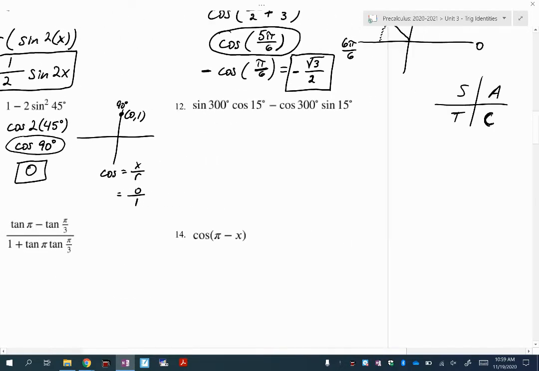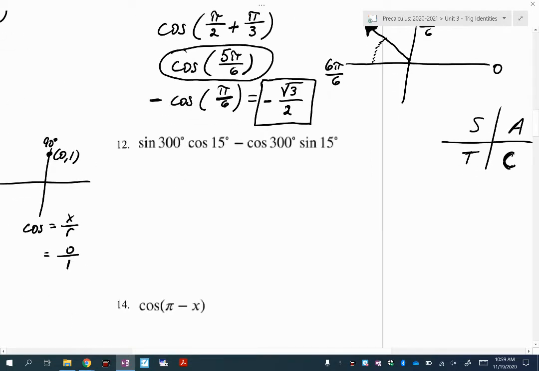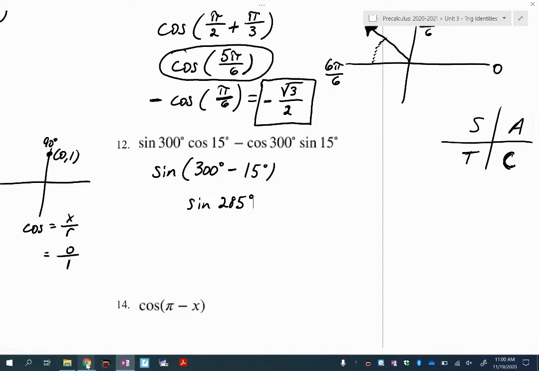Let's go to 12. 12 is similar to 10. It's one of these sum or difference identities. Now, when I see sine and cosine together first, and then minus cosine and sine, this is going to be the difference of two angles, and you have sine. So this is the sine of A, which is 300, minus B, which is 15 degrees. So that's going to be the sine of 285 degrees. I don't know that one, right? Because that reference angle is not a reference angle that I know. So what I'm going to do is go to Desmos and find what the sine of 285 degrees is.